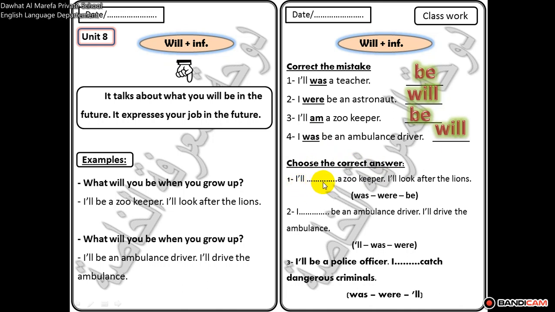I'll was, were, or be. Very good. Be. I'll be an ambulance driver. I'll drive the ambulance. Can you see the apostrophe LL, which is the contracted form of will? I'll be a police officer. I'll catch dangerous criminals. I was, were, or will, or apostrophe LL. I'll catch dangerous criminals.